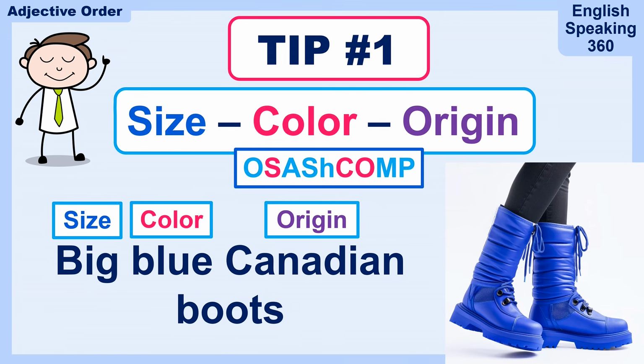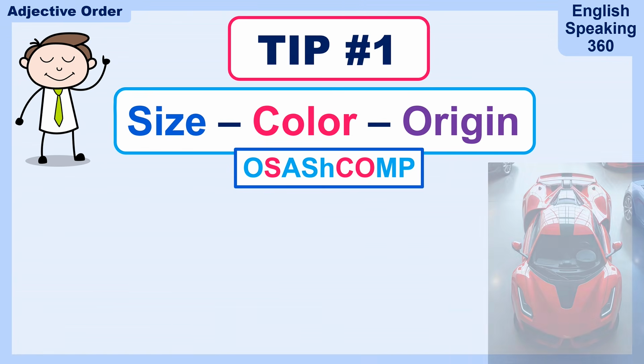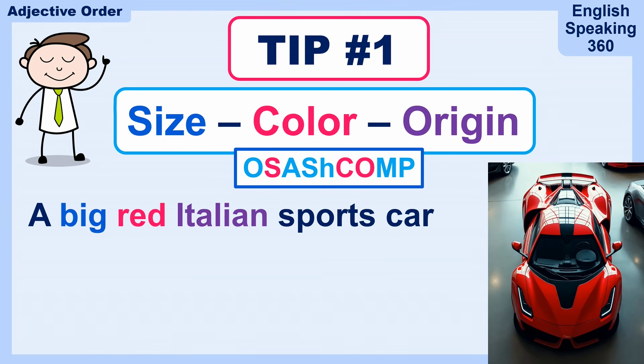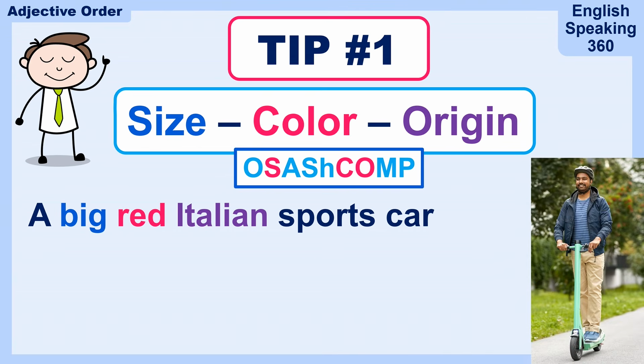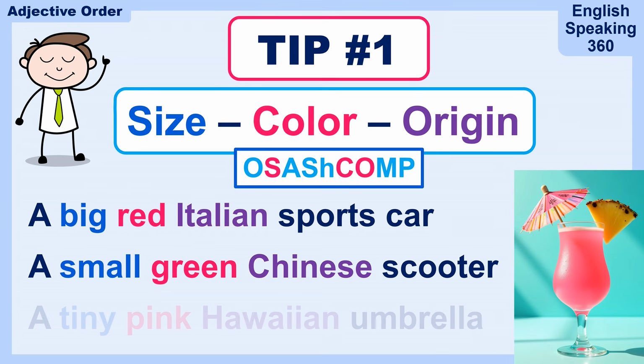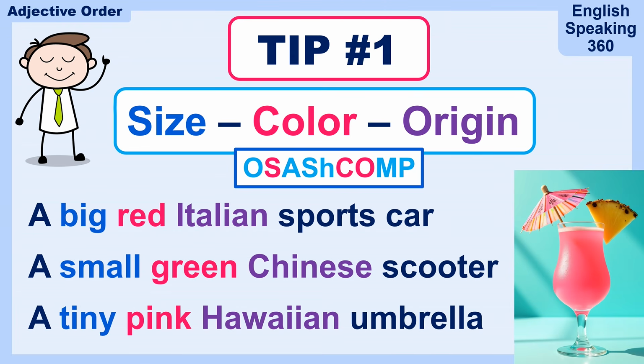It doesn't work. Here's another example. What would you say about this car? A big red Italian sports car. Size, color, origin. How about this? A small green Chinese scooter. Here's one more example. A tiny pink Hawaiian umbrella. So remember, size, color, origin.